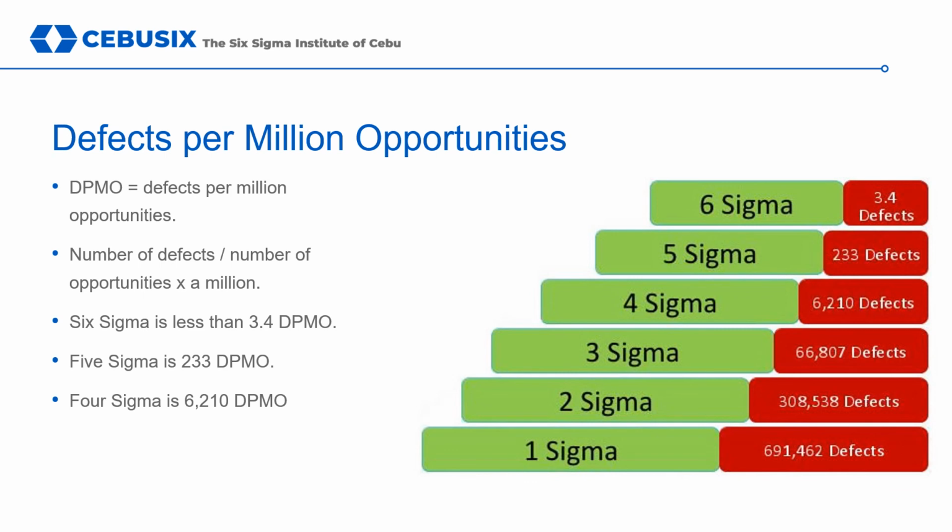So, if you had 900 opportunities for an error to occur, but that error occurred only twice, then you would divide 2 by 900 and multiply by a million to give you 2,222 defects per million opportunities, which would translate to a 4 sigma level.